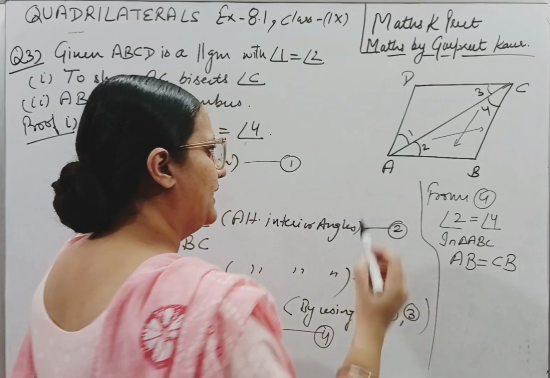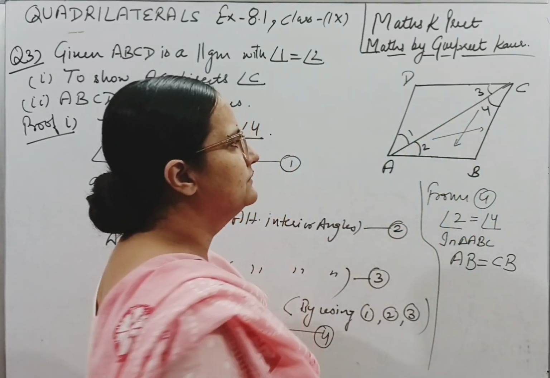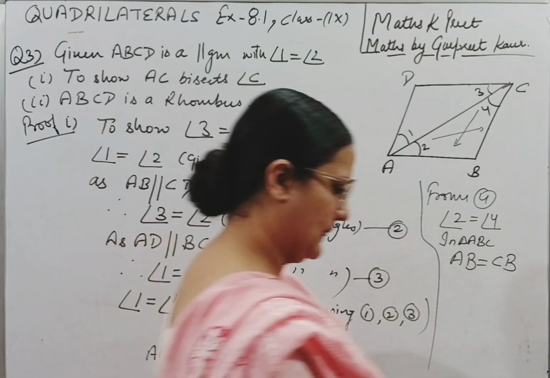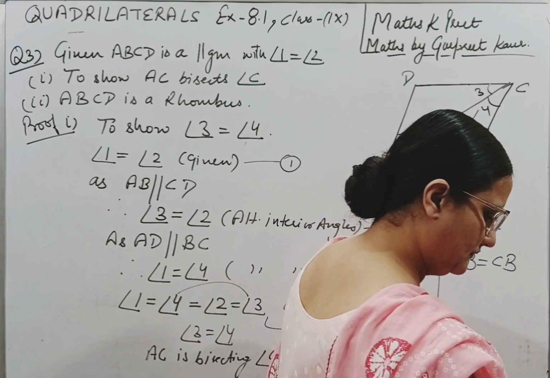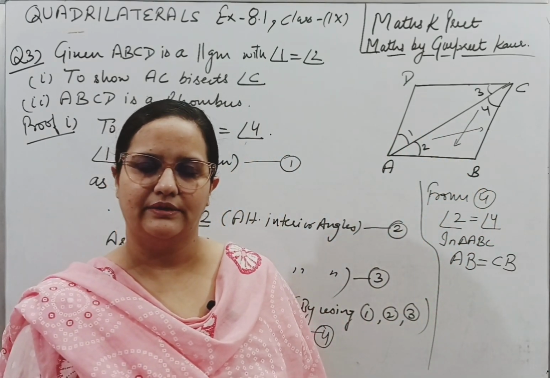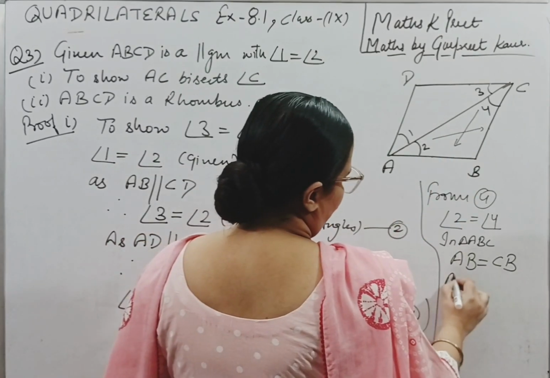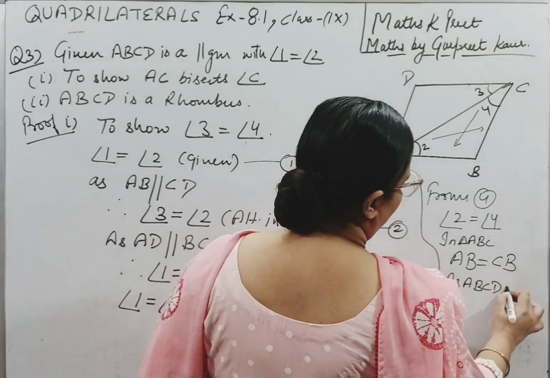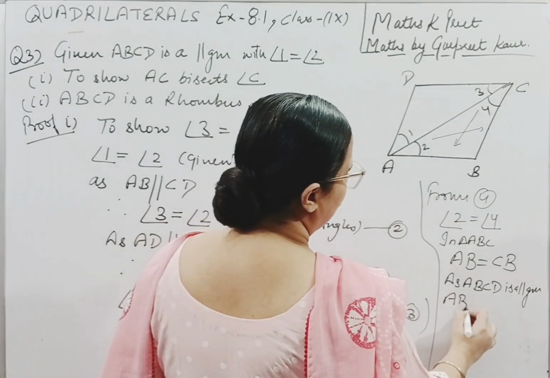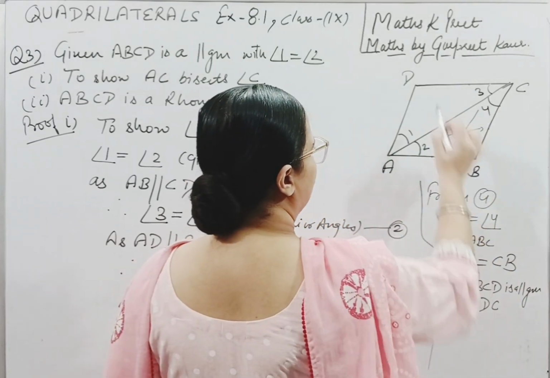I have proved. As this is a parallelogram, therefore this side will be equal to this. Why? Because we have studied a theorem that in a parallelogram, pair of opposite sides are equal. So we will again write as ABCD is a parallelogram. Therefore, pair of opposite sides will be equal. Then AB will be equal to DC and this CB will be equal to DA.